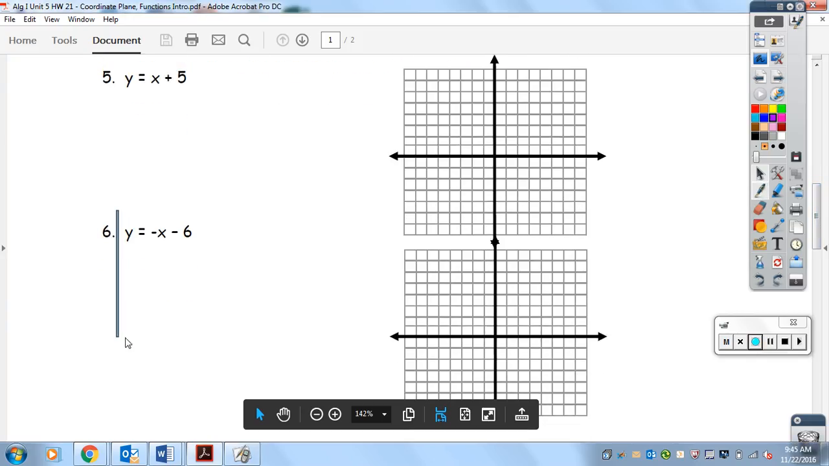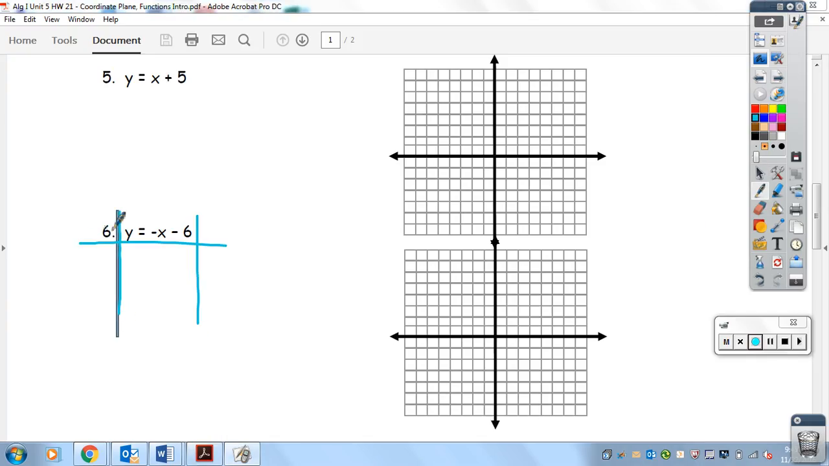Make a quick table. Choose my x's: -2, -1, 0, 1, and 2. And here, start with the negatives. It's negative whatever x is, minus 6. Well, x is -2, so it's negative -2. A negative of a negative is a positive 2. Positive 2 minus 6. Sorry, I'll do it over here. Negative -2 minus 6. Well, a negative of a negative is a positive 2. Keep, change. That's a -4.